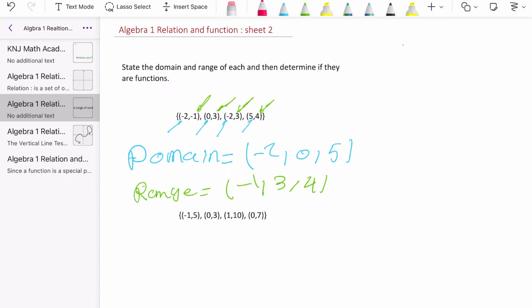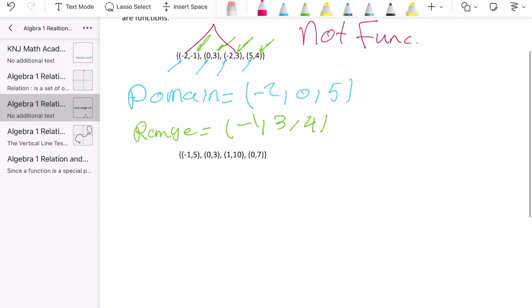Is it a function or not? So we can check the first pair, minus 2, minus 1, 0, 3, minus 2, and 3. So I have these pairs for the same x value, which is minus 2. I have two different y values. So this is not a function. Okay.